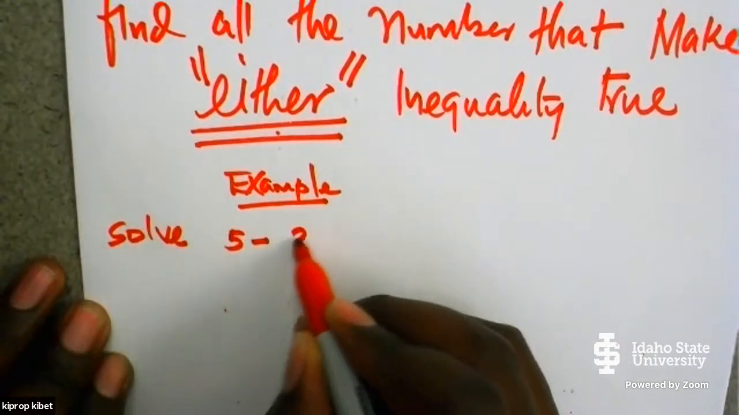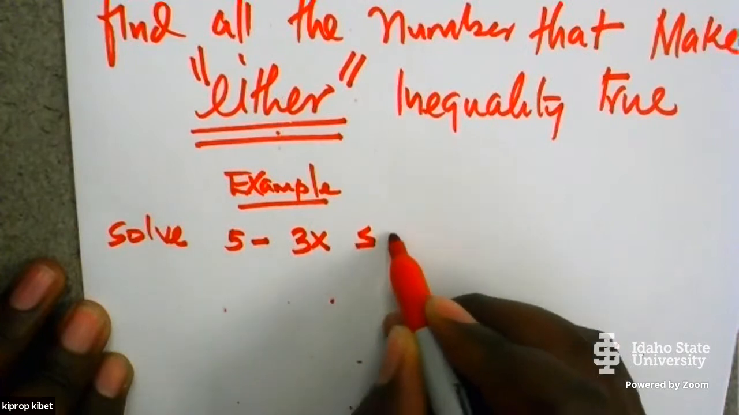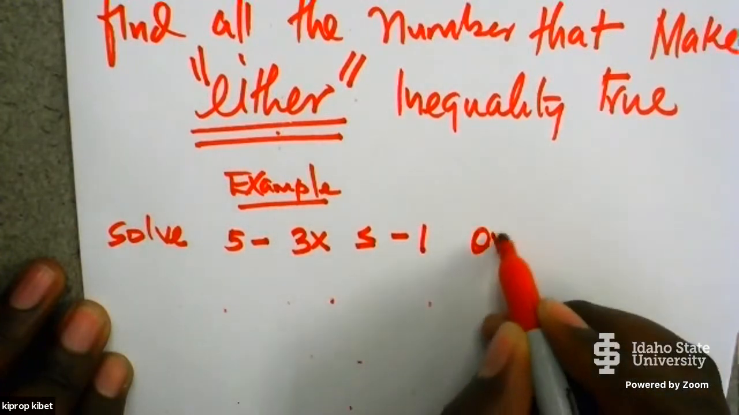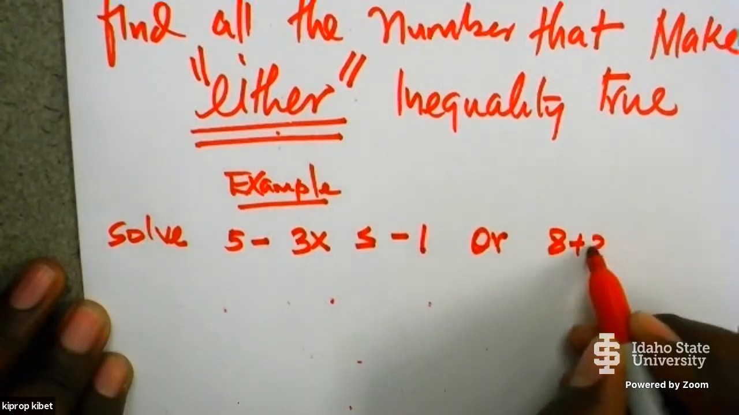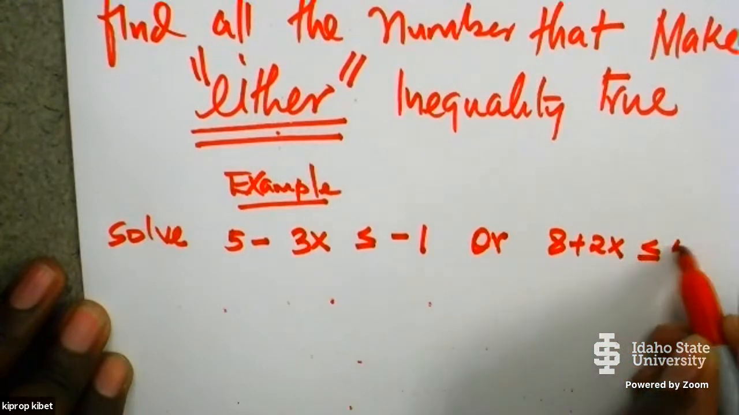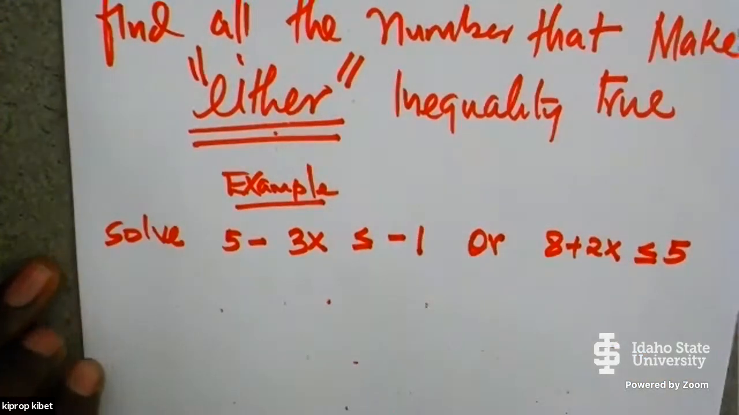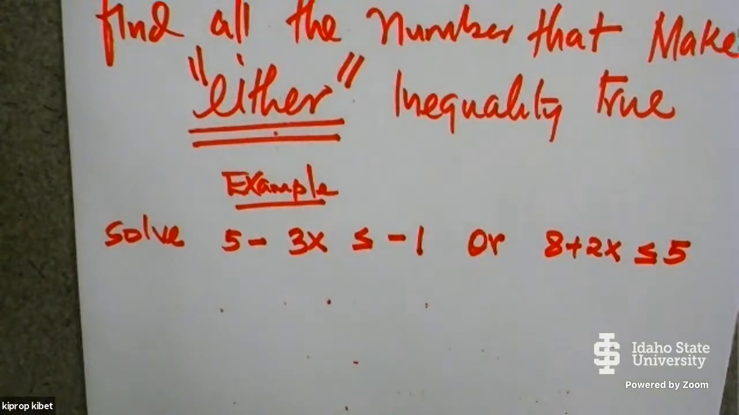5 minus 3x less or equals to -1, or 8 plus 2x less or equals to 5. So this one or this. Graph the solution and write the solution interval.